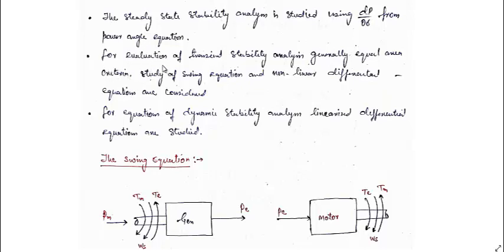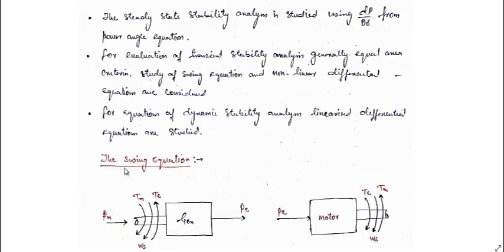For evaluation of the transient stability analysis, generally the equal area criteria, study of the swing equation, and non-linear differential equations are considered. For evaluation of dynamic stability, only linearized differential equations are studied. So we'll be using usually these two. We're not going to discuss this in this class. So we'll see what will happen.